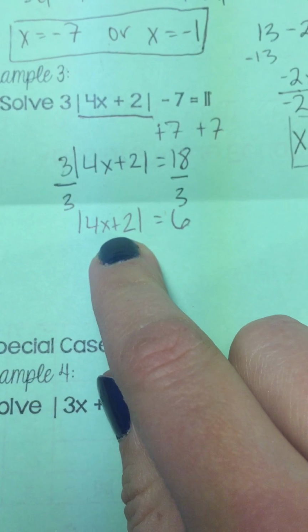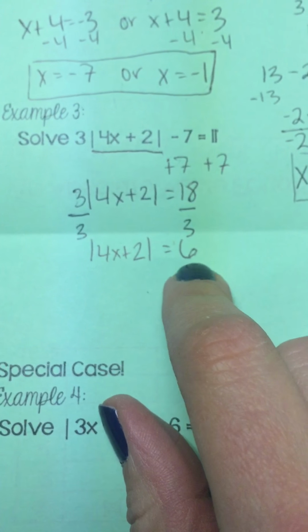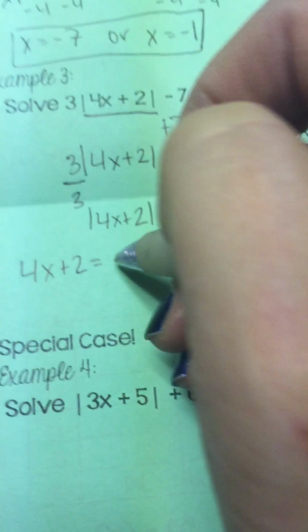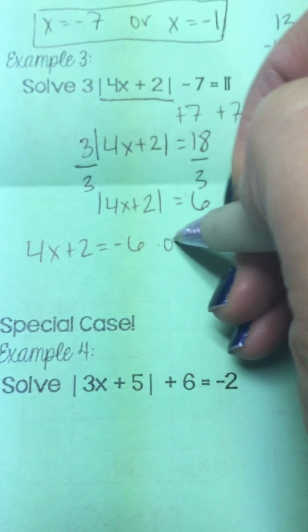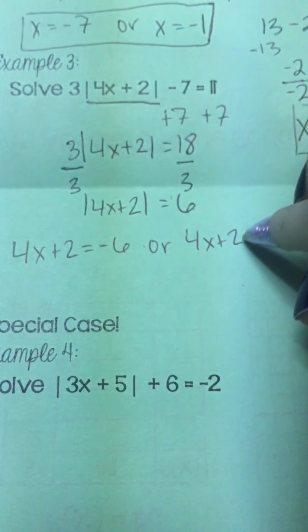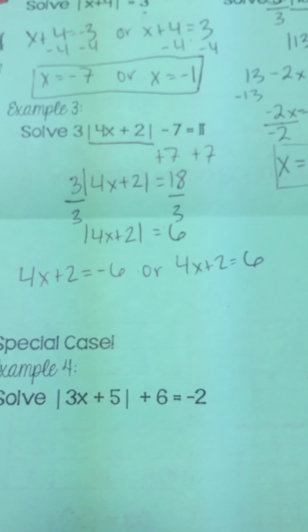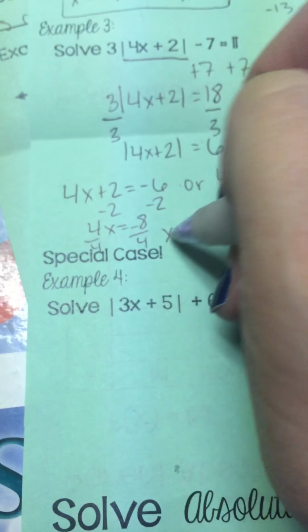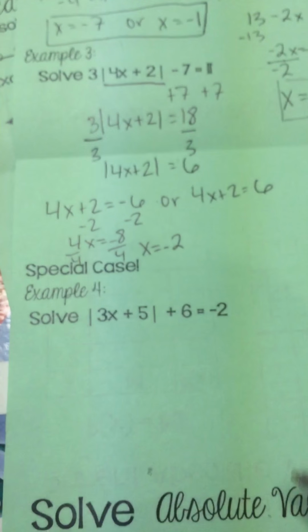Now that I've got this part by itself, I can split it into two equations. Remember, the inside of this has to equal 6. So this inside can be negative 6 or positive 6. So I could have 4x plus 2 equals negative 6, or 4x plus 2 equals positive 6. If I subtract 2 from both sides, I get 4x equals negative 8. I then divide both sides by 4, and I'm left with x equals negative 2.